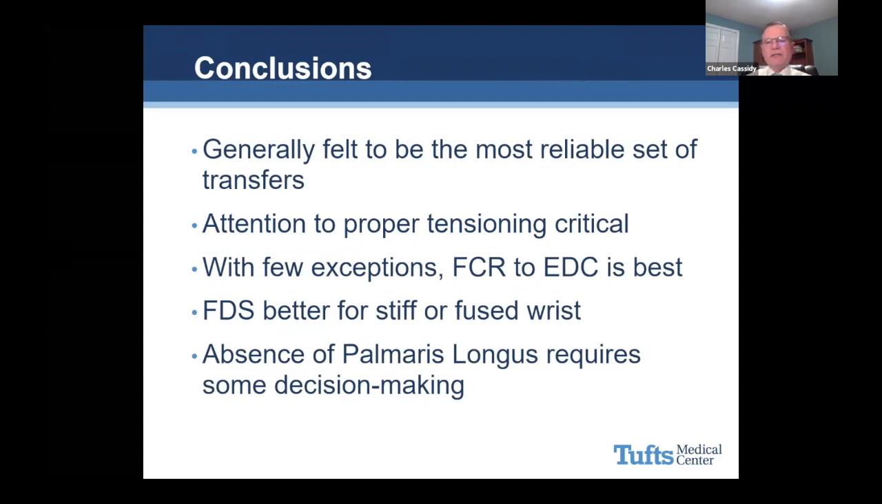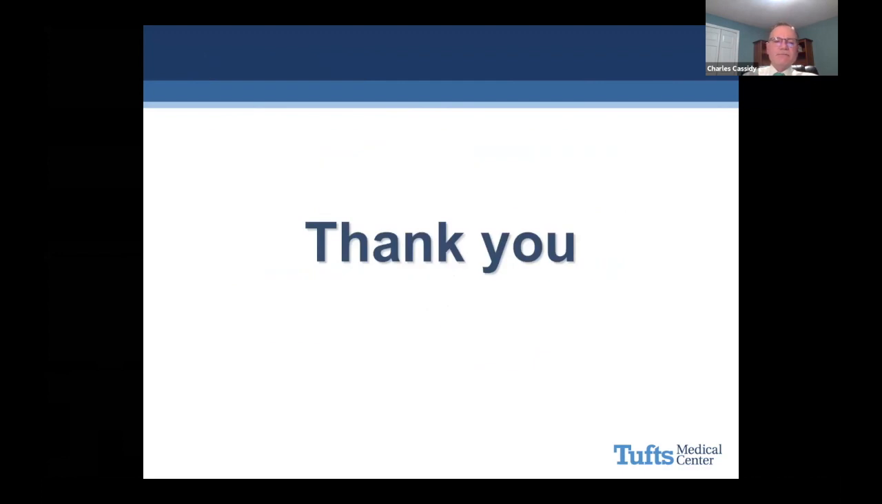Attention to proper tensioning is critical. I would say you've got to make sure that the wrist transfer is not resting in flexion because it's never going to extend enough afterwards. With few exceptions, the FCR to the EDC is the best. You could do it either through the interosseous membrane or around the radius. And the FDS is better suited for stiff or fused wrists, and the absence of palmaris longus requires some decision-making. Thank you.